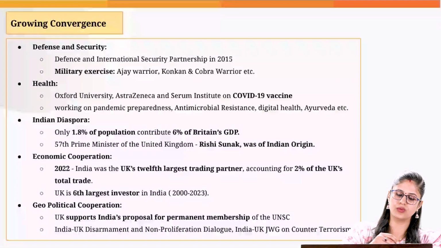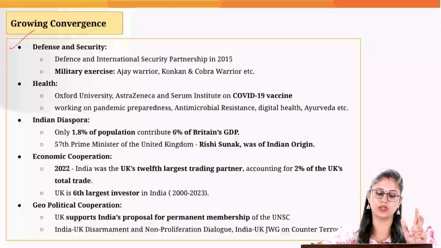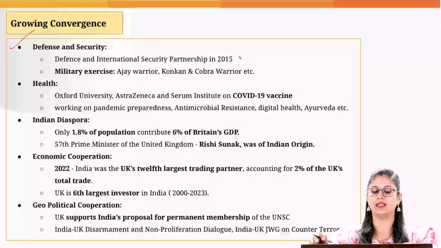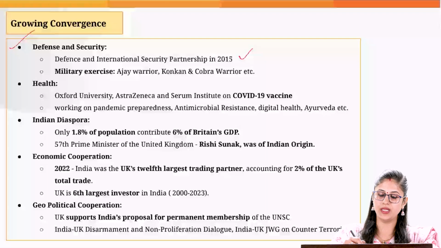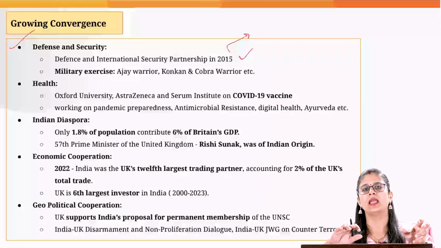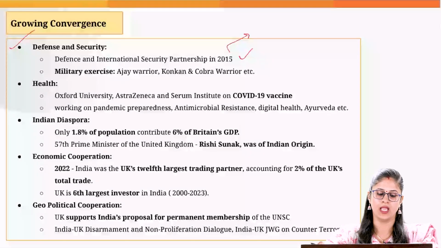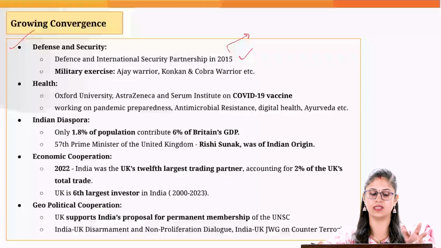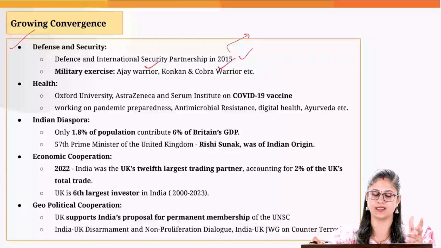So the two countries are collaborating on the defense and security front. Both countries signed the Defense and International Security Partnership in 2015, which is enabling them to put in place a strategic roadmap to decide how they are going to take their defense and security partnership forward in future. And the two countries also carry out various military exercises like Ajay Warrior, Cobra Warrior, Konkan exercise, etc.